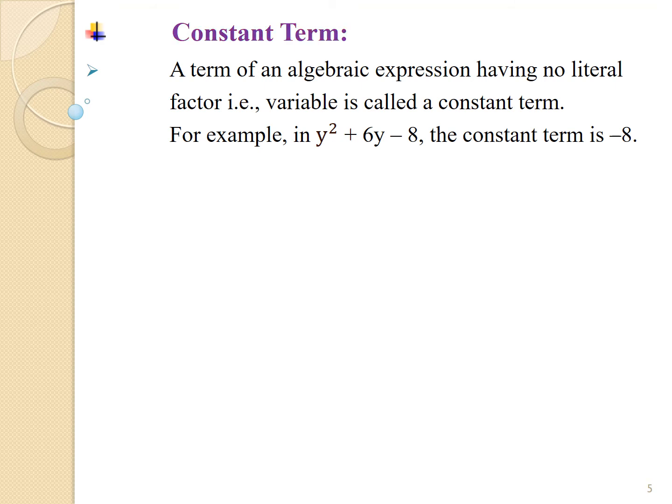Constant term. A term of an algebraic expression having no literal factor, that is, variable, is called a constant term. For example, in y square plus 6y minus 8, the constant term is minus 8.